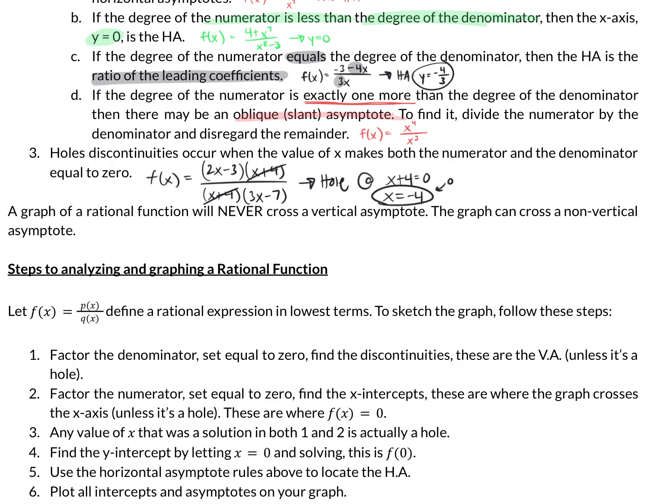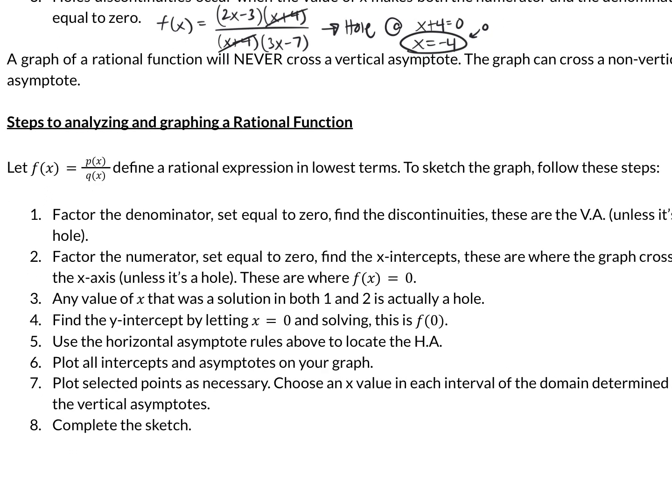Okay, and then underneath here are 8 steps to make sure that you are checking as you are going through and graphing your rational functions. You don't necessarily have to do these in order. I jump around when I'm doing these, but this is just a fail-safe to make sure you did every single thing when you are graphing, okay?